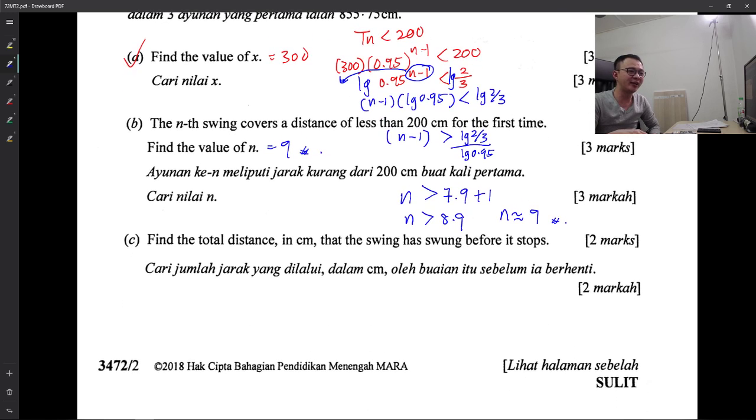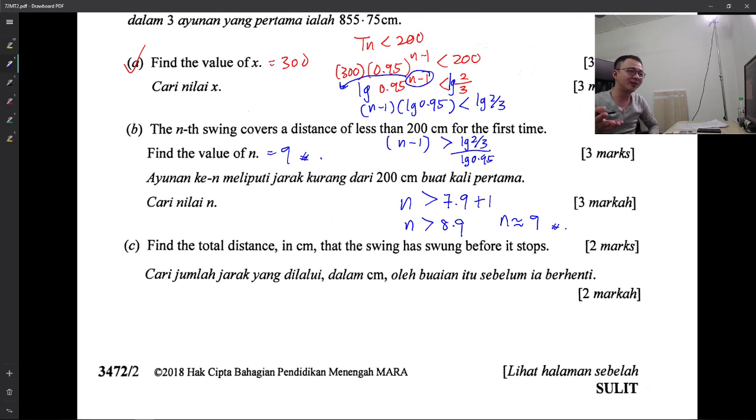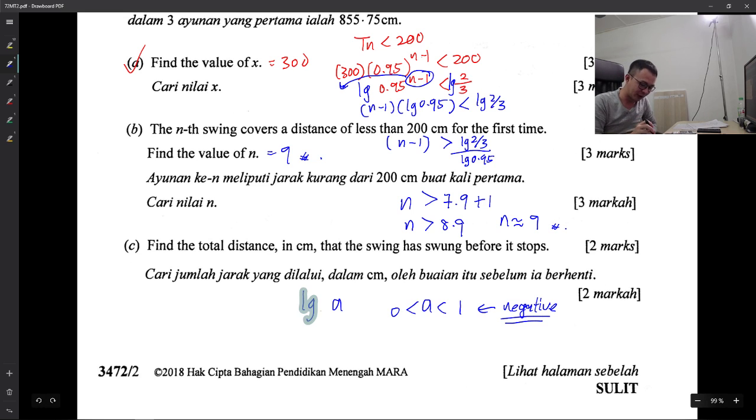Is log always a negative value? Let's say log A: when A is between 0 and 1, it will be negative. This is something you need to know. This is some basic information about log. If your log value is between 0 and 1, it's negative. If any log value is less than 0, then it's a math error. You can't do it.